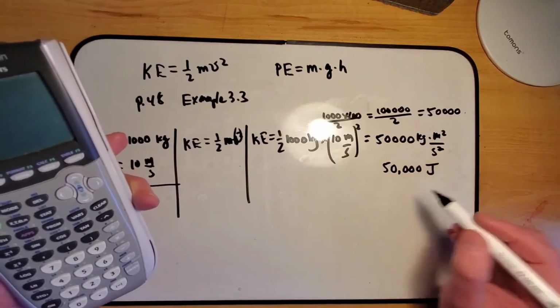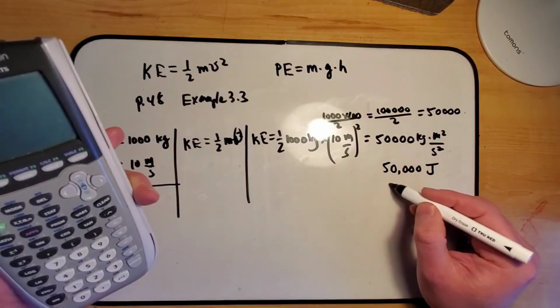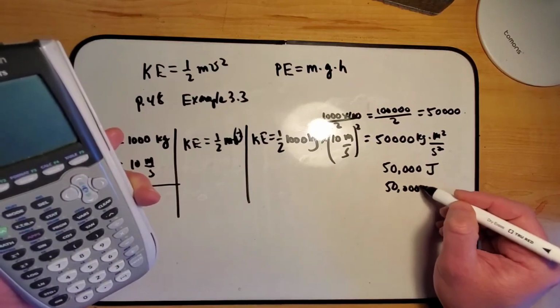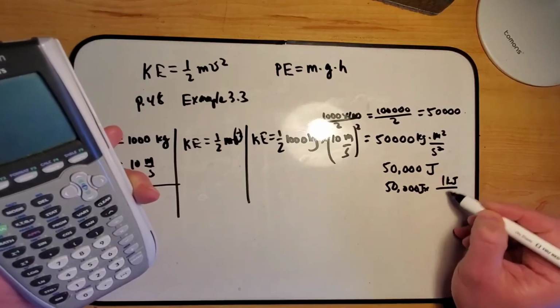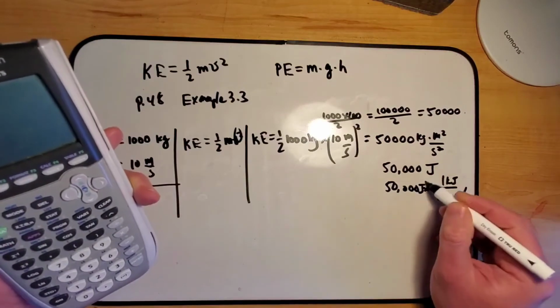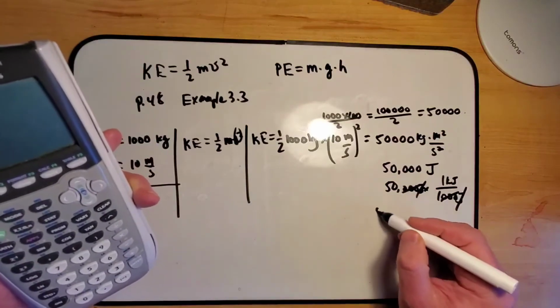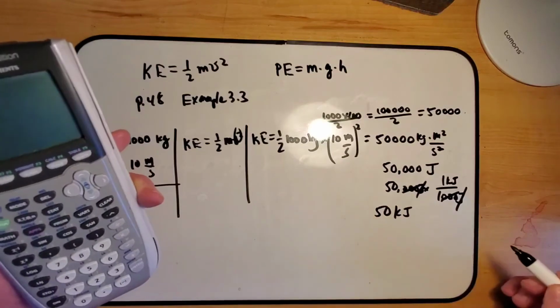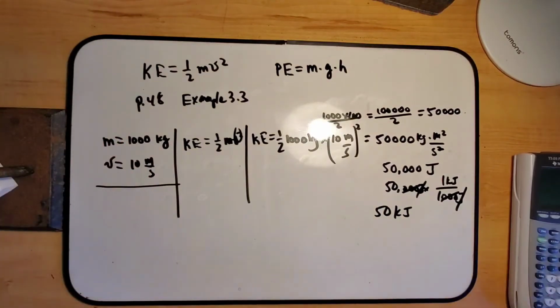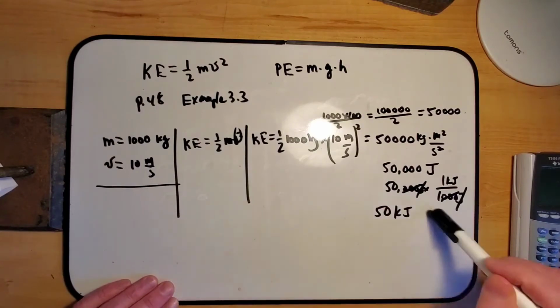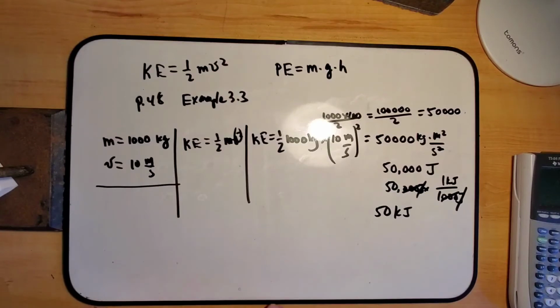Now, of course, you can convert this 50,000 joules into kilojoules. So you're going to say that 50,000 joules times 1 kilojoule is 1,000 joules. Same units will cancel. So the 3 zeros will cancel each other, and the final answer will be 50 kilojoules. So the moving car having mass of 1,000 kilograms, and with the velocity of 10 meters per second, will generate kinetic energy in the amount of 50,000 joules or 50 kilojoules.